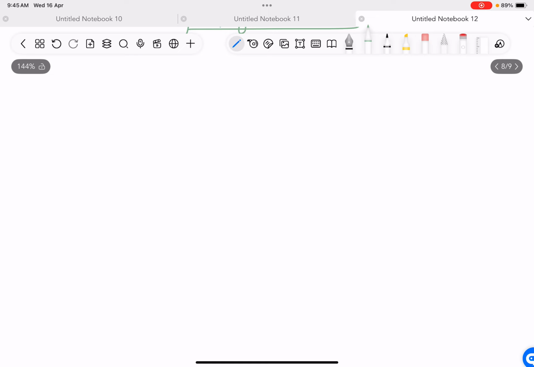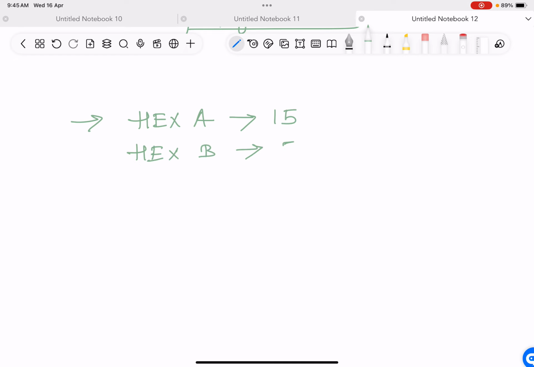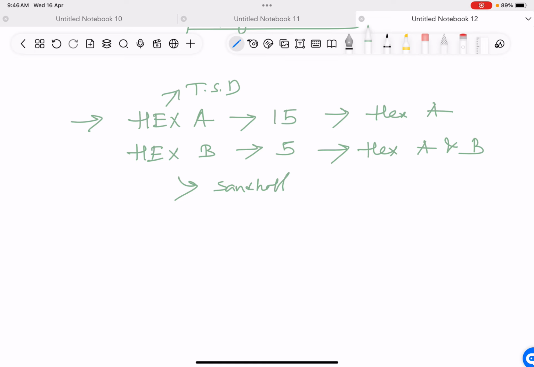So let me ask you questions. Which gene is defective in Tay-Sachs disease? Answer is Hex A. Tay-Sachs disease, Hex A. Sandhoff, Hex B. Hex A, chromosome number 15. Hex B, chromosome number 5. Hex A, only hexosaminidase A. Hex B, it is defective hexosaminidase A as well as B. This is Tay-Sachs disease. This is Sandhoff.